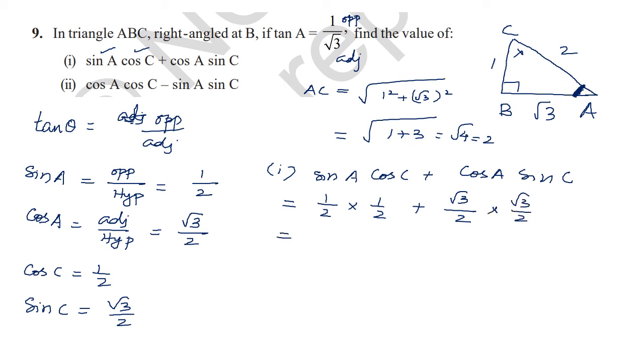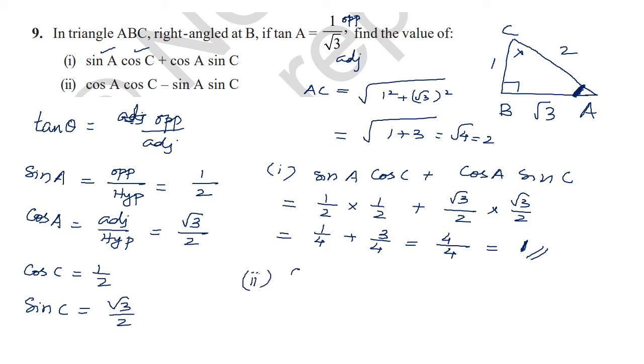So what do you get? 1 by 2 into 1 by 2 is 1 by 4 plus root 3 into root 3 is 3. 3 by 4. 1 by 4 plus 3 by 4 is 4 by 4. That is equal to 1. You are getting the answer as equal to 1. Got it? Now, second one.